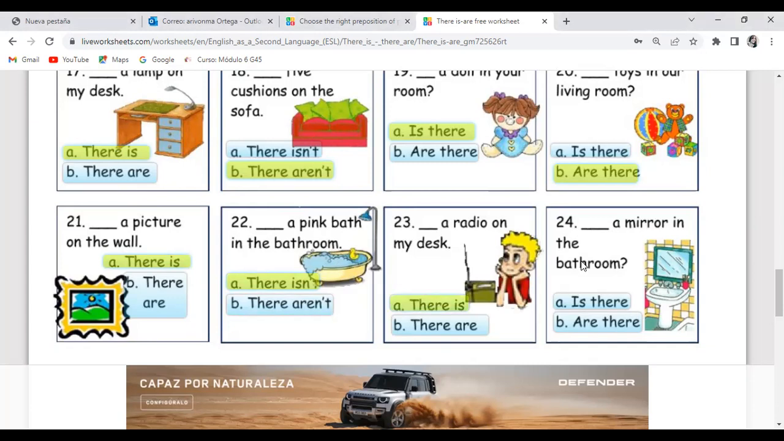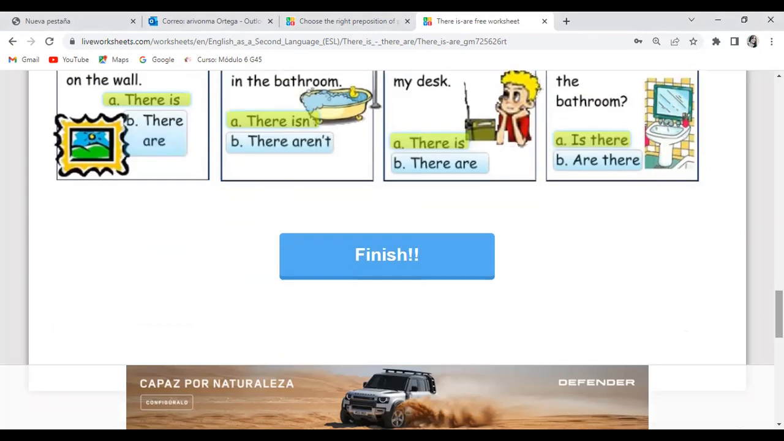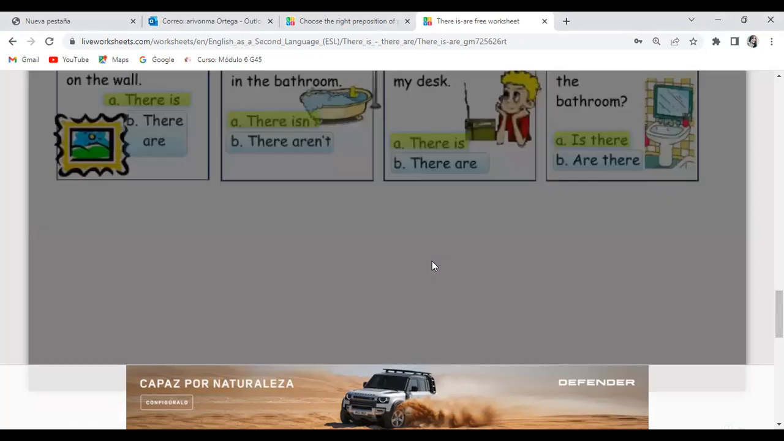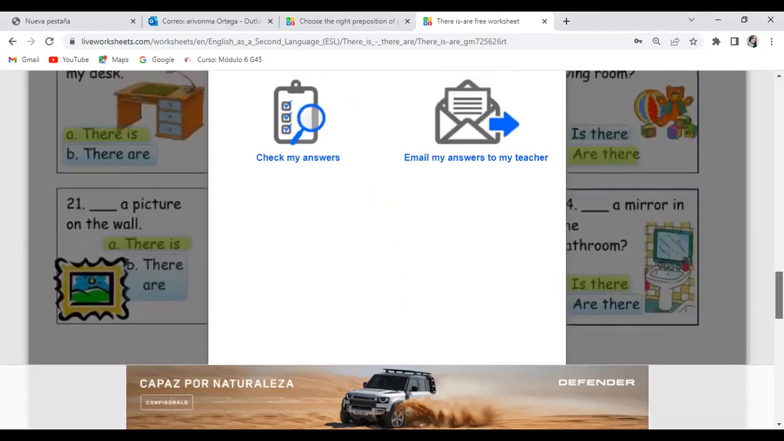What about number 24? This is the last one. A mirror in the bathroom. So you say, but it's a question. It's a question. So is there a mirror in the bathroom? And that's it. And that's it, guys. Okay. So let's give a click to finish and let's see what we got.